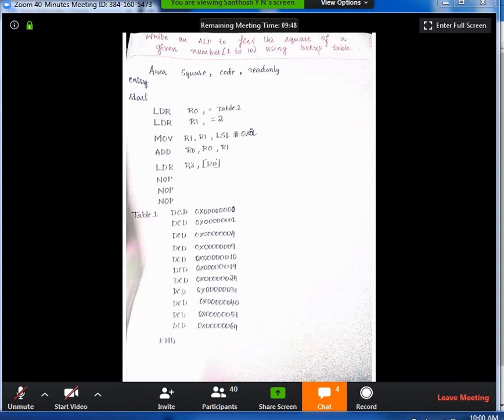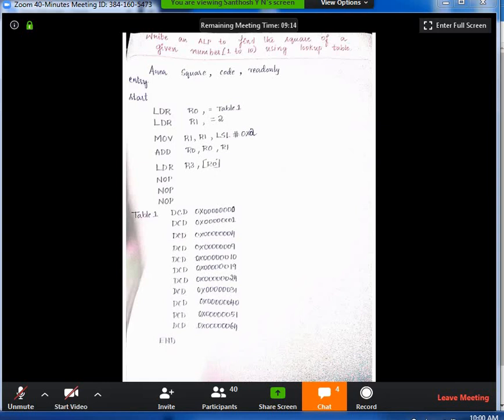Next, you are moving R1, LSL #02. It means you are performing the left shift of R1 contents 2 times. Shifting 2 times is nothing but multiplying by 4. Right now the R1 content is 2, so 2 into 4 it will be 8. So the R1 contents you are modifying as 8, instead of 2.